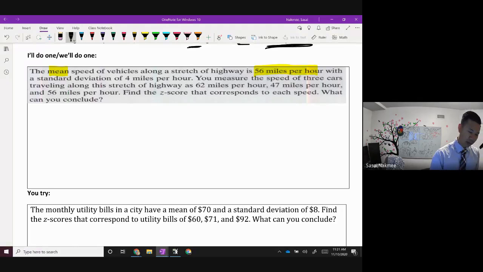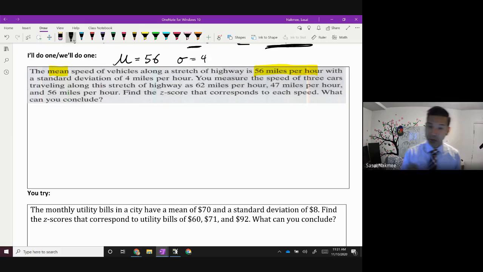What symbol do you guys want to use? Is this a sample or is this a population? It doesn't say. We're just going to assume that it's the population because it's the speed of all the vehicles along the stretch of highway. So we're going to write that down. The mean for this one is going to be equal to 56 miles per hour. We're just assuming, right? With a standard deviation of 4 miles per hour. So the sigma is going to equal 4 miles per hour. Write that down. So the mean is that, and then the standard deviation is that right there.